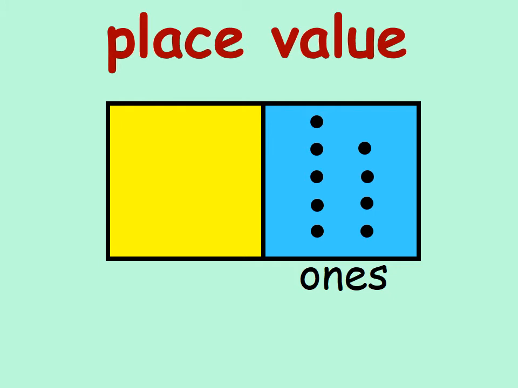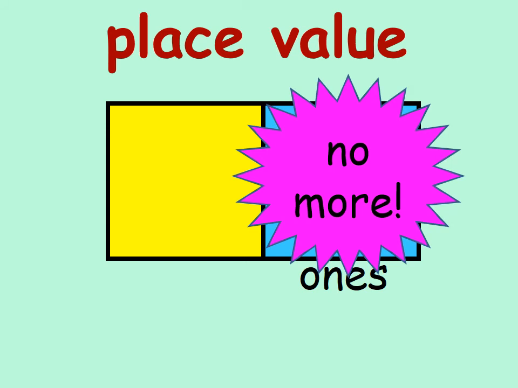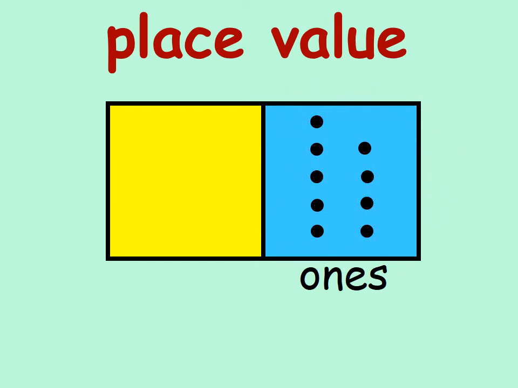Now here's what's special about the 9. No more. The most you can put in that box is 9. That's the rule. The highest digit that you can put in that box is a 9. That's it. You could put a 0, a 1, 2, 3, 4, 5, 6, 7, 8, or 9. That's it. No more. That's the rule. 9 is the most.